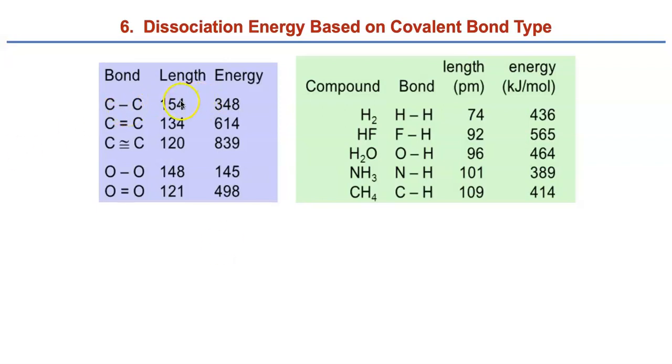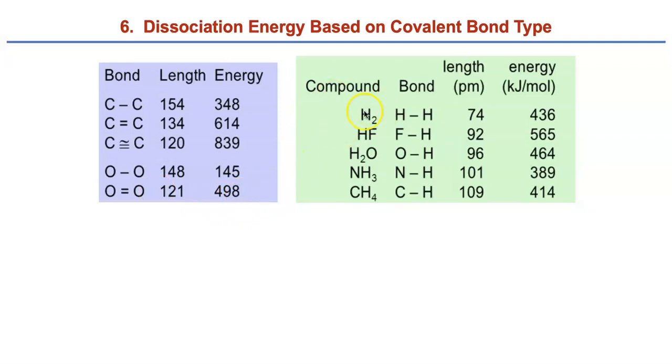So you don't have to memorize this. I'm showing you these just for understanding. If it's a carbon-carbon single bond, the dissociation energy in kilojoules per mole is 348. It almost doubles when you have a double bond, and it increases a lot more when you have a triple bond. Here's an oxygen-oxygen single bond versus an oxygen-oxygen double bond. It's much higher, more than twice as high.